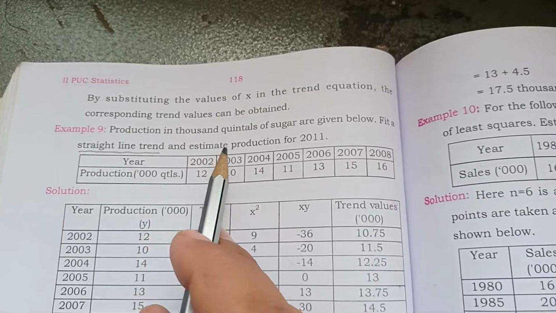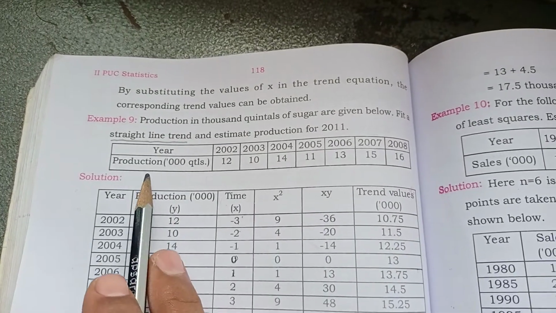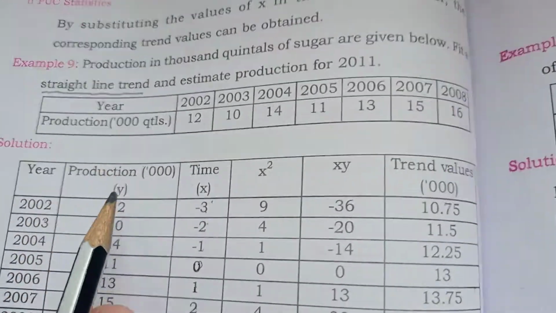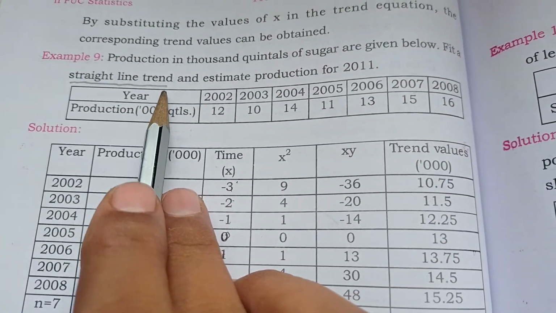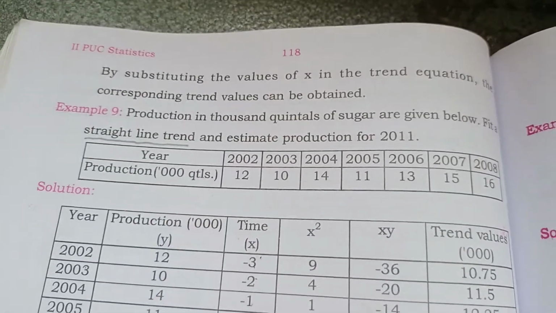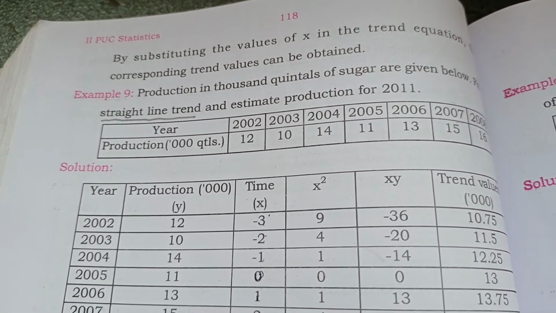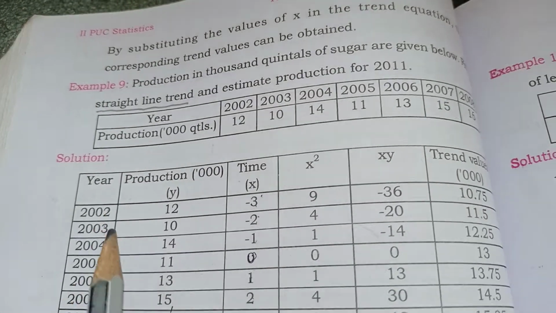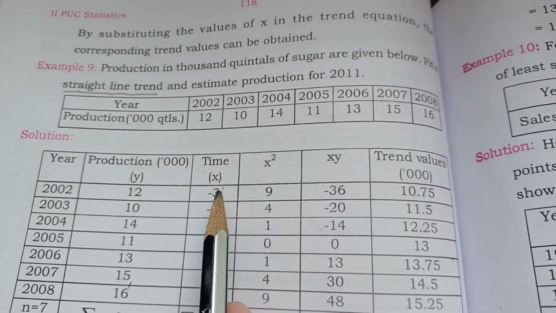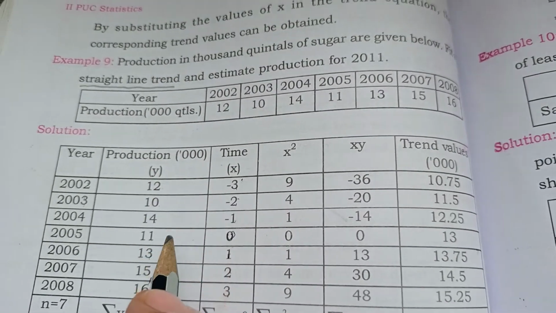Production in 1000 quintals, the years they have given, 2, 3, 4, 5, 6, 7, 8, and the production they have given in quintals. By using these values we have to fit a straight line trend. It means we have to find the constant values a and b. Here I have entered the production without changing. I have entered n is equal to 7, 1 2 3 4 5 6 7, and sigma y is equal to 91. So the time here they have given is 1 2 3 4 5 6 7. What is the middle value?